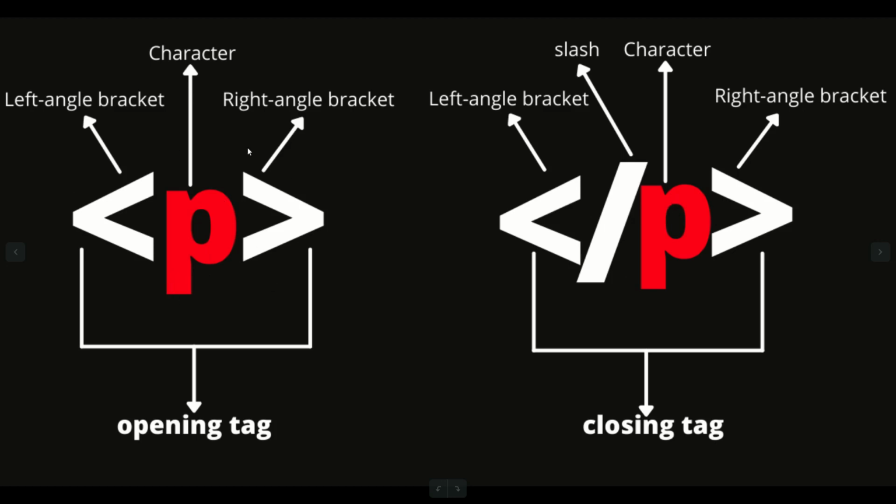But this is an opening tag, and for the closing tag we use this slash sign, right? The slash sign represents that this is a closing tag, and because here we do not have the slash, it is an opening tag, right? This p represents a paragraph tag. Whatever content we put in between is treated as a paragraph. That's how we generate paragraphs in HTML, right?